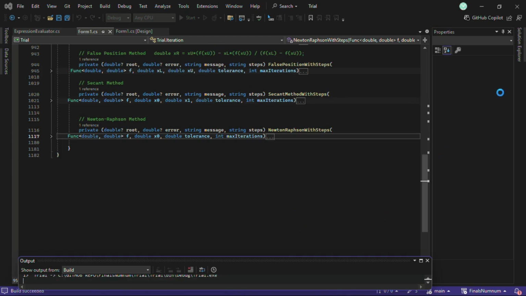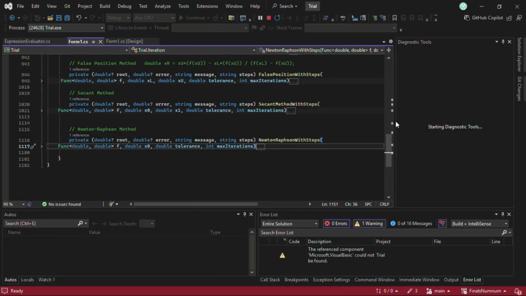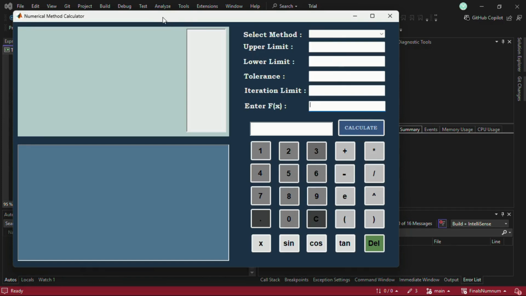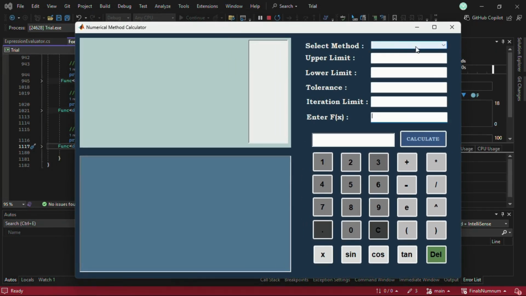It will take a while because C Sharp consumes a lot of RAM. Okay, here is my numerical method calculator. This is where we choose graph method, incremental, bisection, false position, secant method, and Newton-Raphson. Let's start with the graph method.